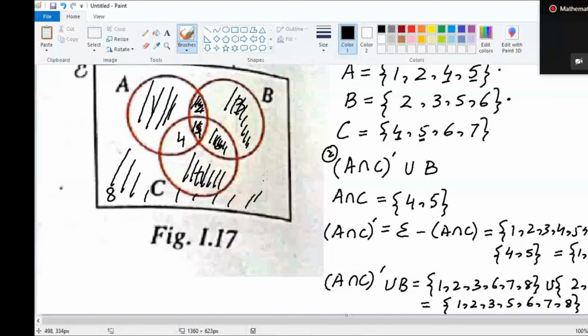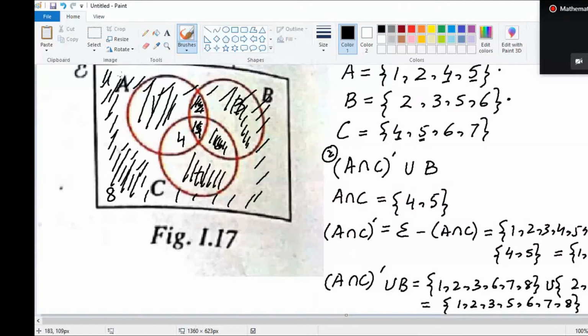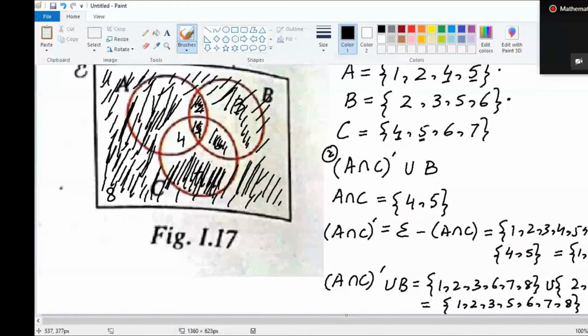I am going to shade it all. Okay? But I'll not be touching 4 anywhere. So this is how I am shading it in front of you guys, and I am making sure that you have understood how to shade it.